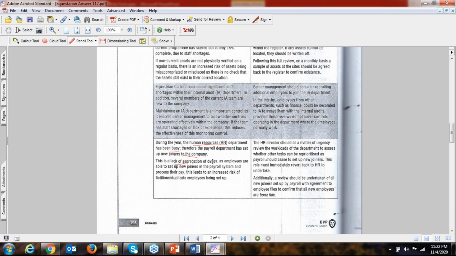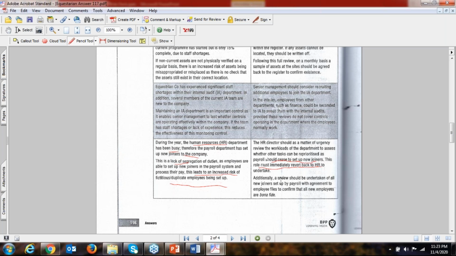This is a lack of segregation of duties, as employees are also able to set up new joiners in the payroll system and process their pay. This leads to an increased risk of fictitious duplicate employees being set up. Okay, this is the structure of the internal control question. Now, what should be the recommendation? Simply, the HR director should, as a matter of urgency, review the workload of the department to assess whether other tasks can be reprioritized, as payroll should cease to set up new joiners. This role must immediately revert back to HR to undertake.